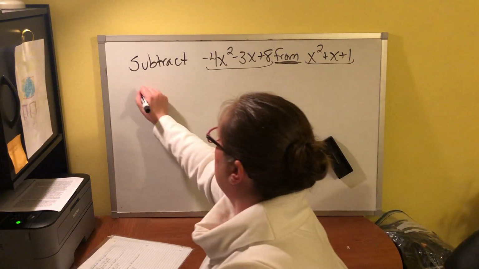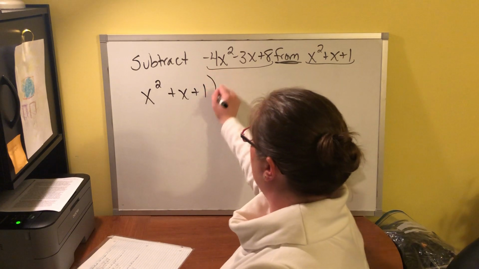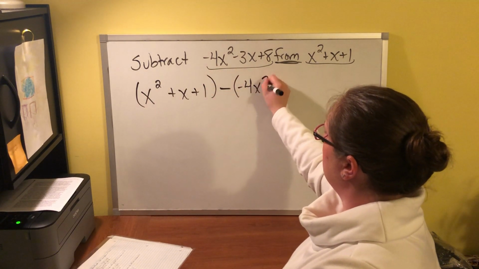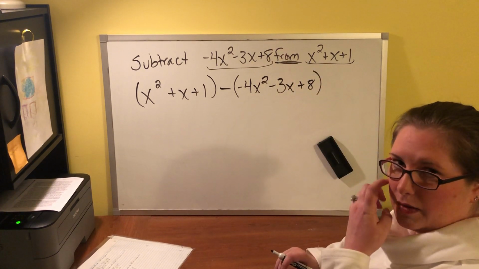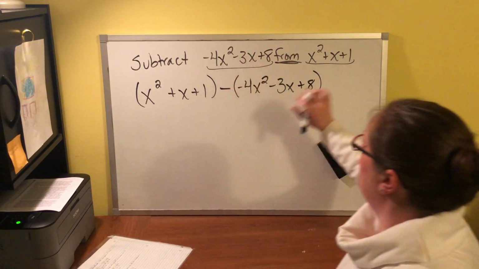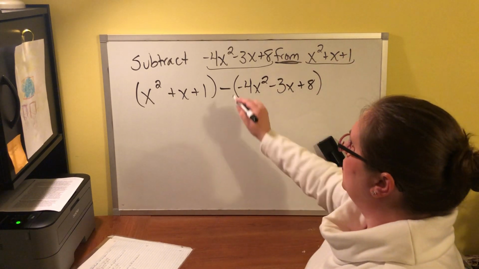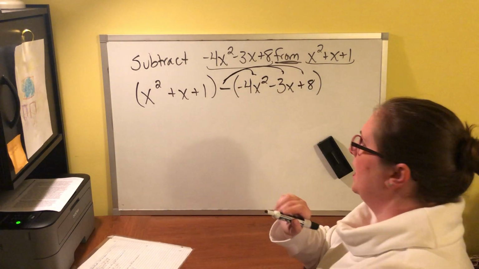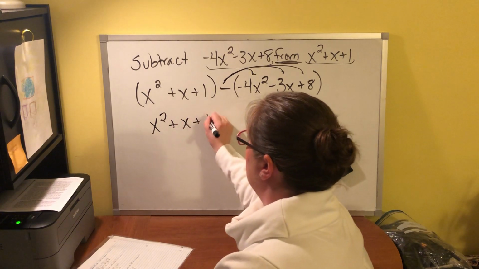So you are starting out with x squared plus x plus 1 minus the negative 4x squared minus 3x plus 8, okay? It says to subtract this whole polynomial from this one, okay? Now we can go ahead and distribute our negative, okay? So we're going to bring down our x squared plus x plus 1.